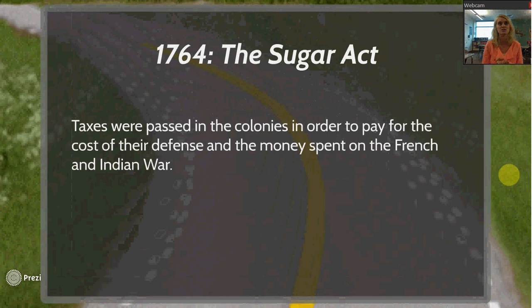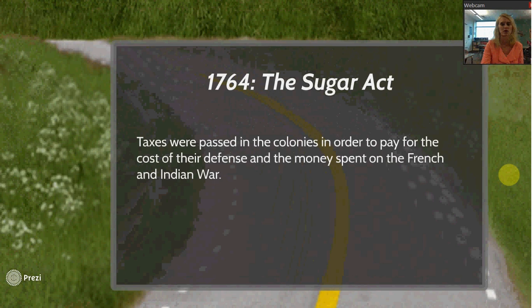So the Sugar Act is the first of this series of laws where the colonists are not happy with the taxes being put on them by the British.